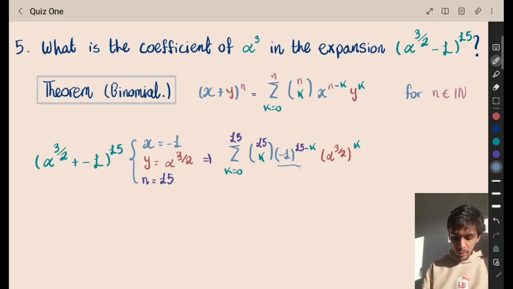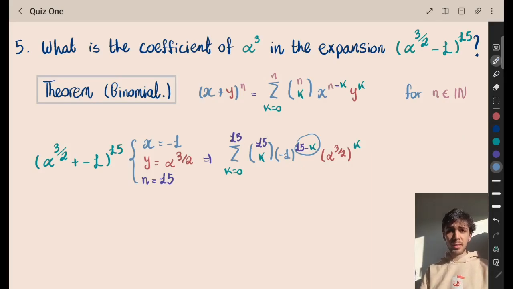So unfortunately, we cannot completely rule out this minus 1. If it were a 1, then it is fine. But since it is a minus 1, then it will give us one of two values. So it will give us 1 if 15 minus k is an even number. And it will give us minus 1 if 15 minus k is an odd number. And I think this is not too difficult to see.